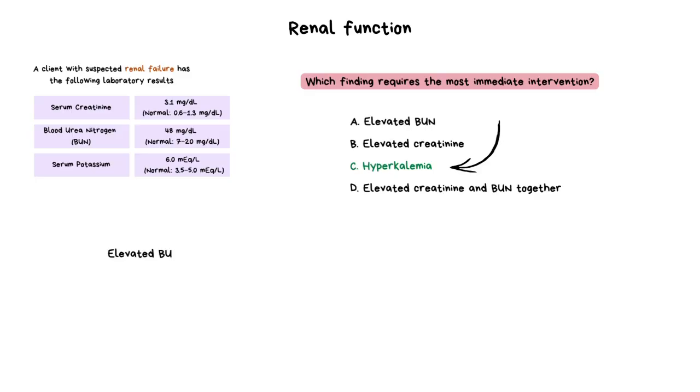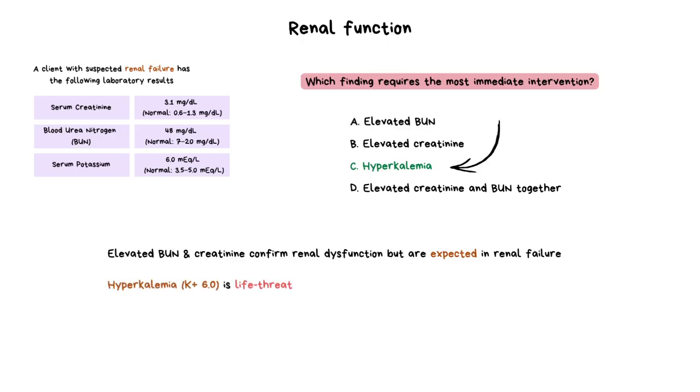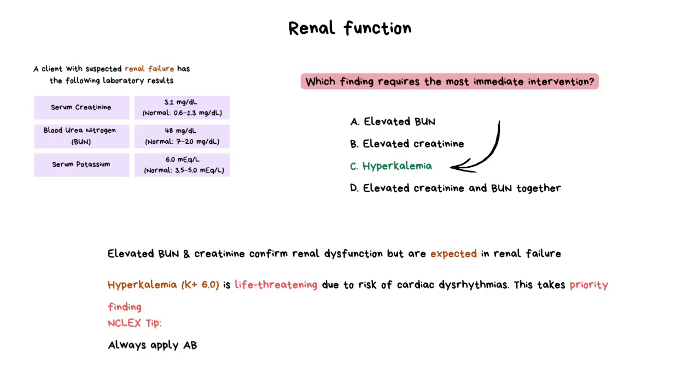Rationale: elevated BUN and creatinine confirm renal dysfunction but are expected in renal failure. Hyperkalemia at 6 is life-threatening because it can trigger cardiac dysrhythmias. This makes it the priority finding. NCLEX tip: always apply the ABCs plus safety. Potassium derangements, especially hyperkalemia, create an immediate risk to circulation and must be addressed first.